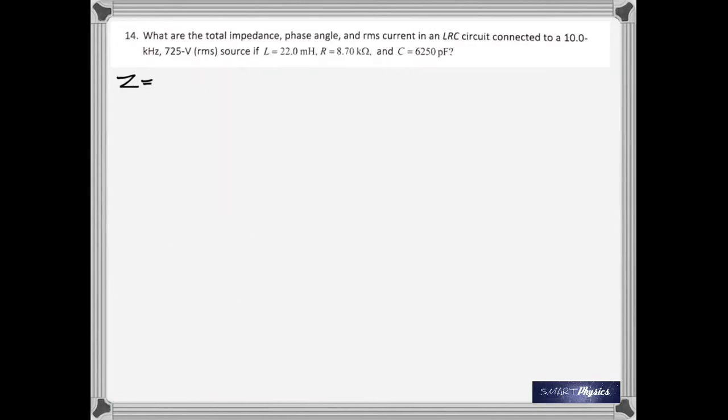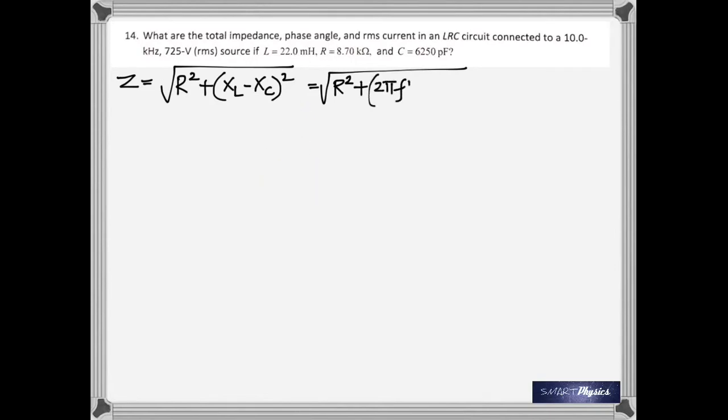And in this question, you have to find the total impedance, phase angle, and RMS current in an LRC circuit. The values of the inductance, resistance, and capacitance are given. The impedance is given by square root R squared plus XL minus XC whole squared. And it's always better to calculate XL and XC individually and then substitute it back into this. But in this case, I'm just trying to do all of it together.